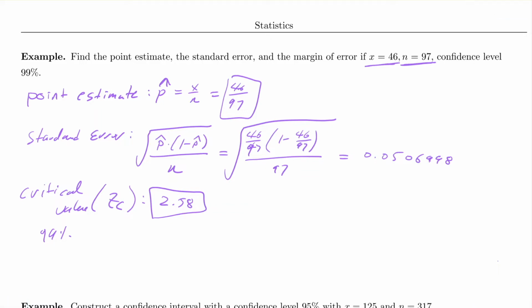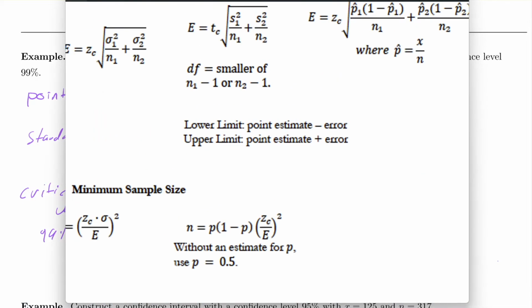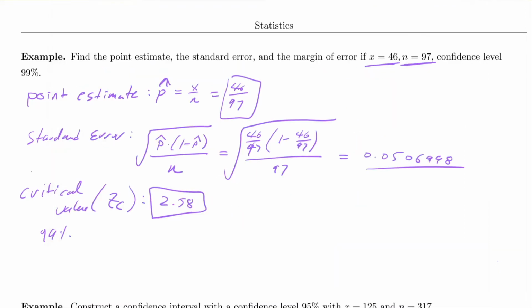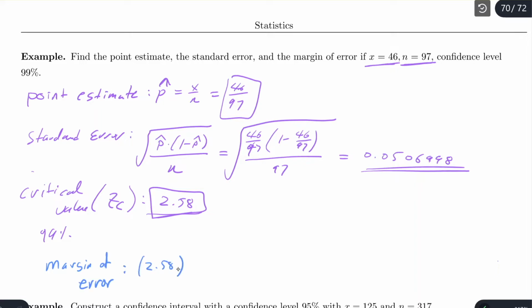So the margin of error is then just multiply these two numbers. Let me go to the formula just to remind you what we're doing. In this case, we're doing this portion right here. This portion is standard error times critical value. If I multiply those two values, I get margin of error. So just multiply these two to find a margin of error, essentially this times this. So margin of error is 2.58 times 0.0506998.